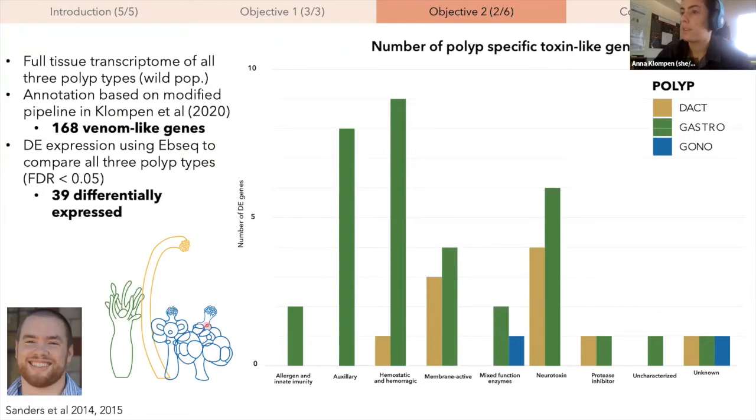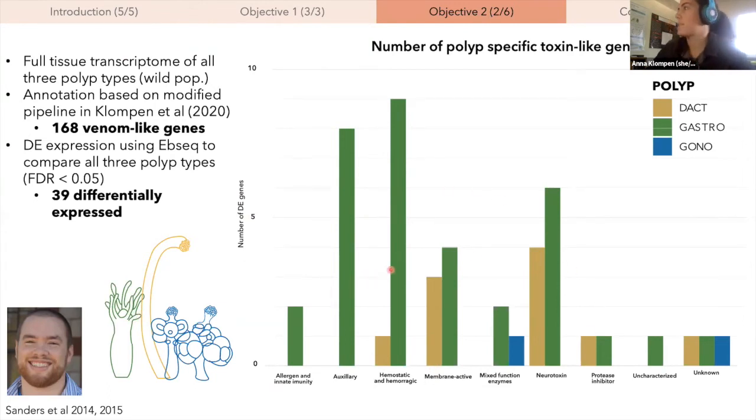Since we had replicate data for all three of these polyp types, EBSeq allows me to compare one polyp type to the other two, as opposed to doing pairwise comparisons. The y-axis is just the number of differentially expressed genes. It's clear that the gastrozoid has quite a few toxin-like genes that are upregulated pretty specifically in the feeding polyp. I think this shows that the feeding and prey capture this particular animal is doing really requires a great diversity of these toxin-like genes.